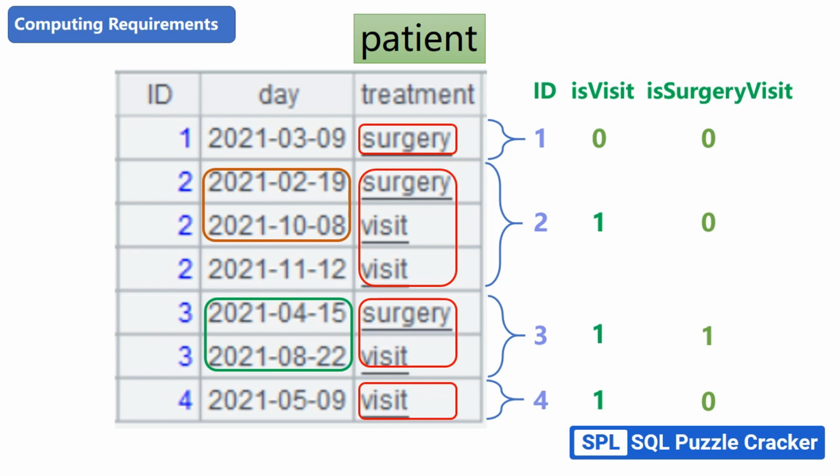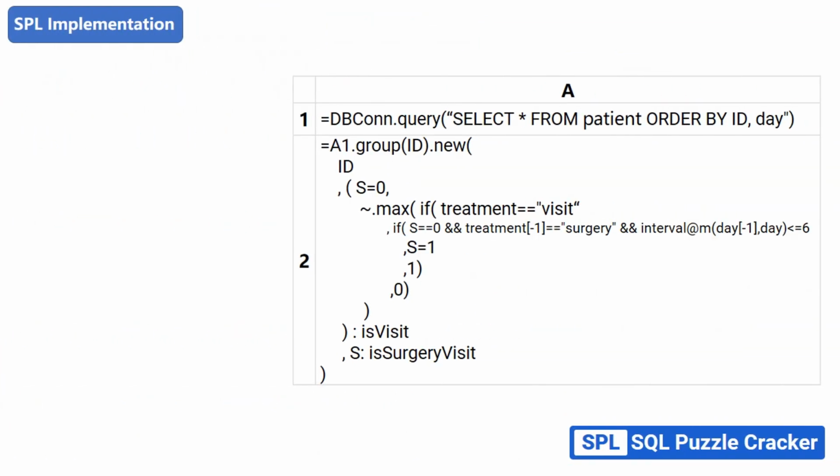on grouping subsets. In SPL, after obtaining subsets through independent grouping operations, more complex aggregation operations can be performed on the grouped subsets. A1 uses the query function to load the patient table from the database. A2 first uses the group function to group by ID. Then, for each grouped subset, calculate using the new function. Calculate YES visit and YES surgery visit.